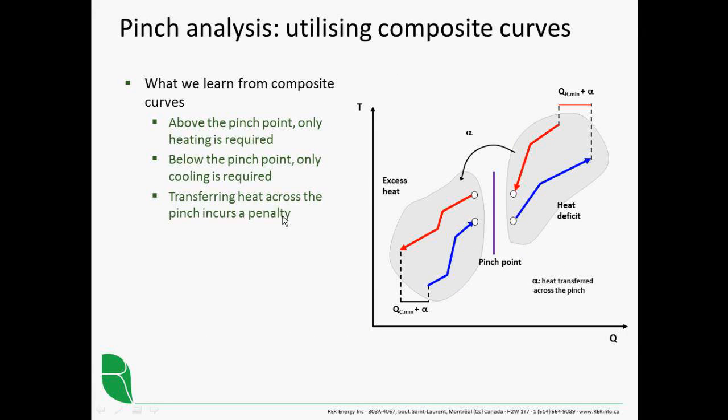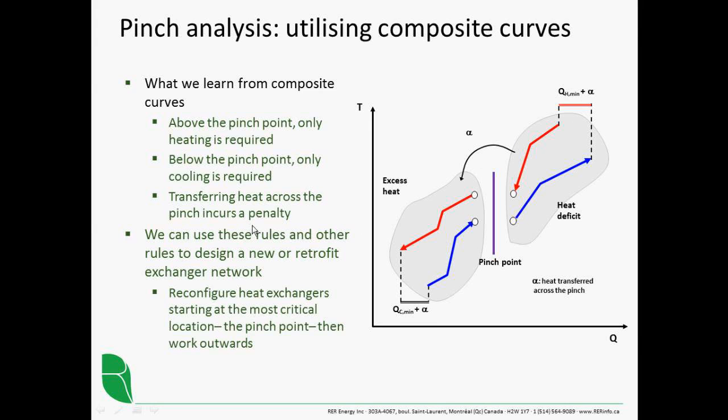Why I say they're independent is because transferring heat across the pinch incurs a penalty. See, here I've just added this heat transfer of an increment of alpha heat across the pinch. And in so doing, I've taken heat from the side where we're already in heat deficit and added it to a side where we already have excess heat. So what that means is our hot utility requirement just increased by alpha, and our cold utility requirement just increased by alpha. So that's why this separates the plant into two different problems, essentially, because we never want to have heat exchange occurring across the pinch point.